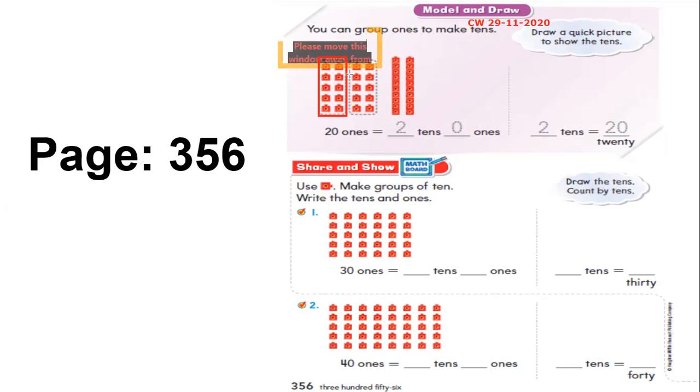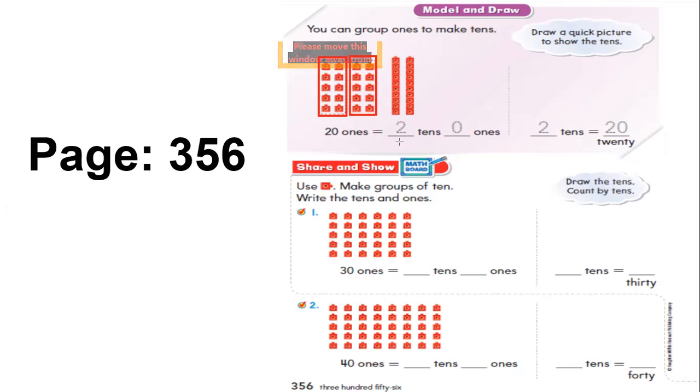This is one group of 10. And this is two groups of 10. So how many groups of 10 do I have here? I have 2 tens. Because if you count 1, 2, 3, 4, I have here 2 tens. So that is 2 tens equal.